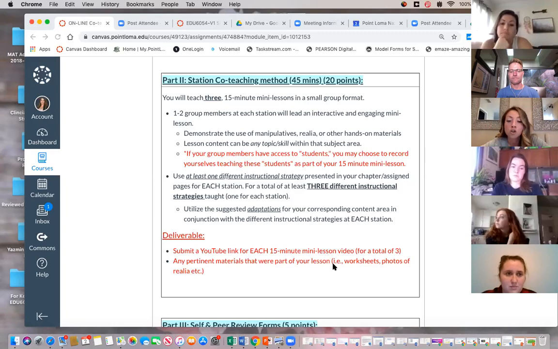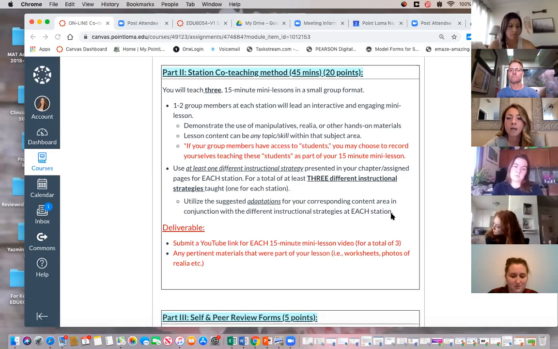And then make sure, this class is all about adaptations. So any suggested adaptations within your chapter, make sure that you include those when you're teaching your lesson. And within each station, make sure that you're demonstrating differentiation, being mindful of that, because again, this is a class about adaptations. So make sure that you are incorporating that as it makes sense.